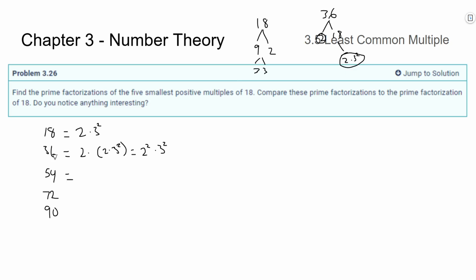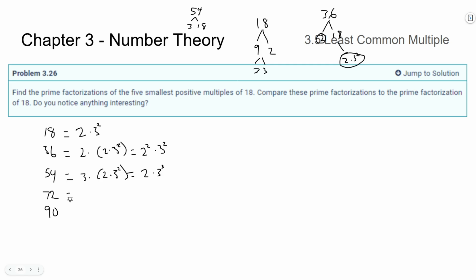So 54 is going to be, well, we know this is the third multiple of 18, right? So this is 18 times 1, 18 times 2, 18 times 3. So this is just 3 times 18. So we know that this is going to be 3 times 2 times 3 squared. So that'll be 2 times an extra 3, giving 3 cubed.